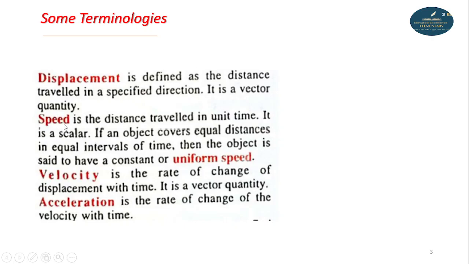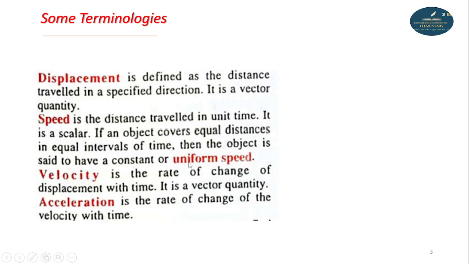Speed. Speed is the distance traveled in unit time. It is a scalar. If an object covers equal distances in equal intervals of time, then the object is said to have a constant or uniform speed.